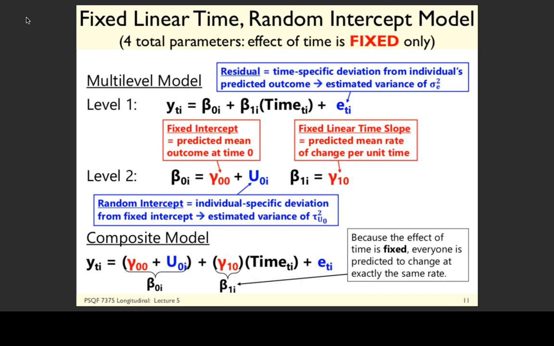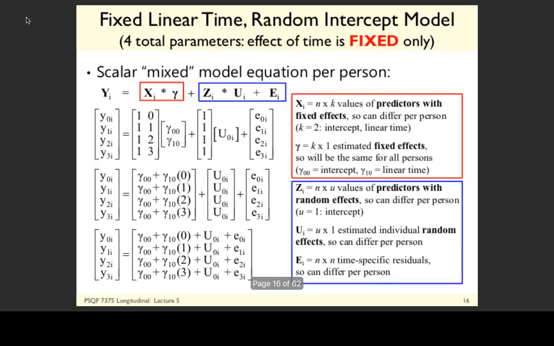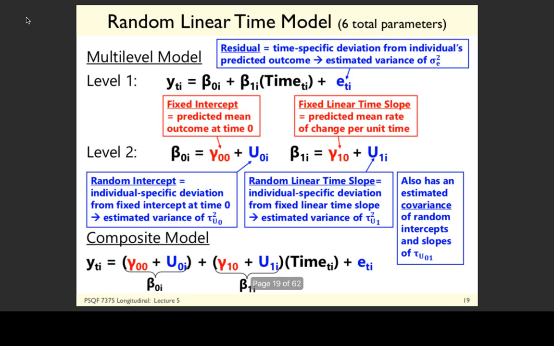So if we expand the model then to put a fixed effect of time, in multi-level notation we pick up another beta placeholder. This is how each person gets their own time slope. We come down here to level 2, for now it's just fixed. So this model says everybody changes the same. If we put it down into the composite, that's what it looks like. Skipping ahead, matrices. Here's what it would look like if we add a random effect, where here's the U1 term that gets picked up.